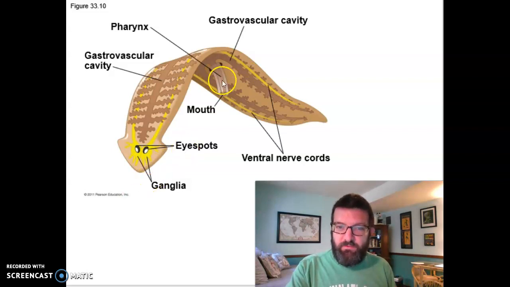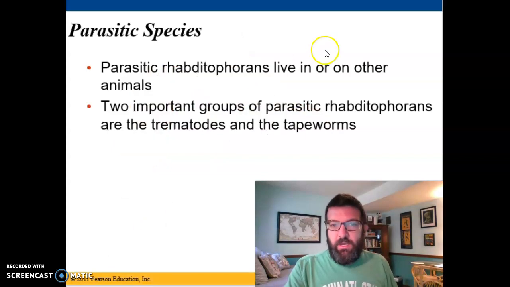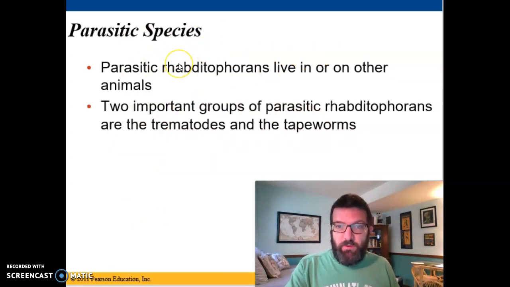And their mouth is not in the front, it's in the middle, on the bottom, and they have this pharynx that kind of shoots out, and they'll just crawl over something they're going to eat and put their mouth down. Now, a lot of these Rhabdophorans are parasitic.